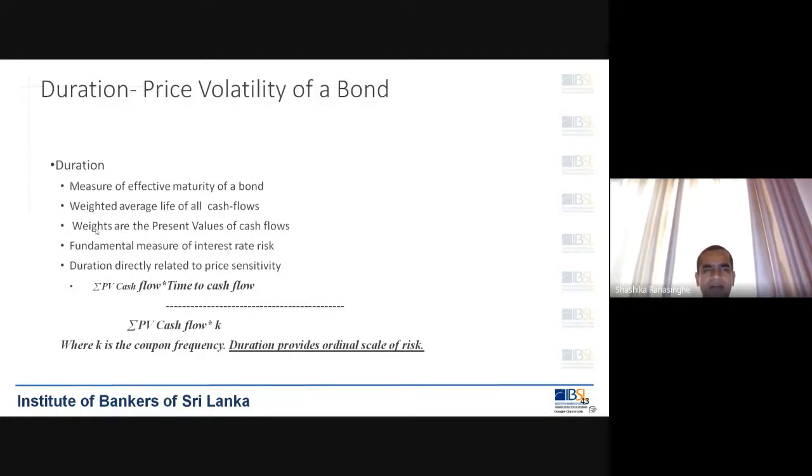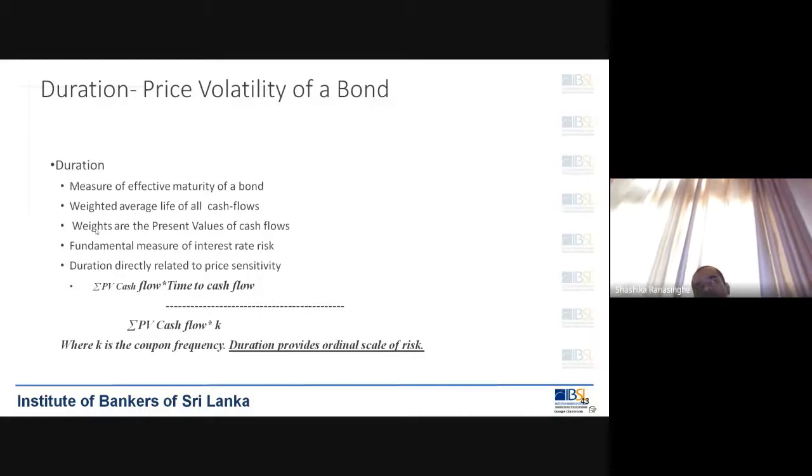It is like the weighted average life of all cash flows. It weighs the present value of cash flows. The weights are the present value of cash flows. It's a fundamental measure of interest rate risk. So remember, interest rate risk is measured using duration. Right.